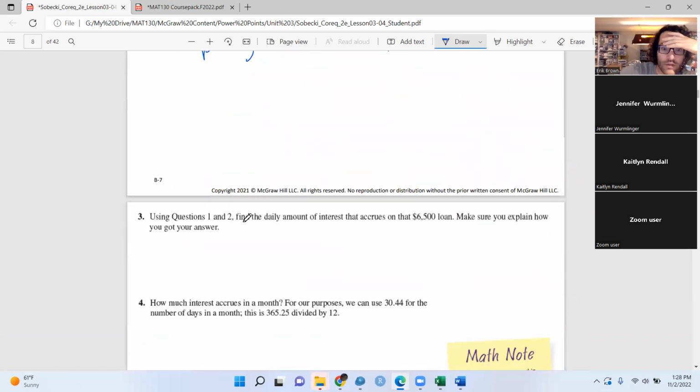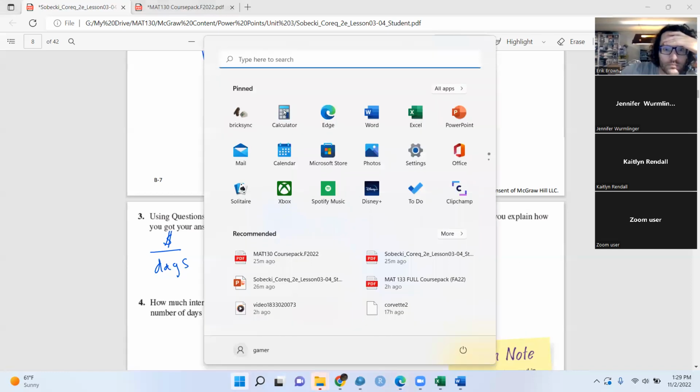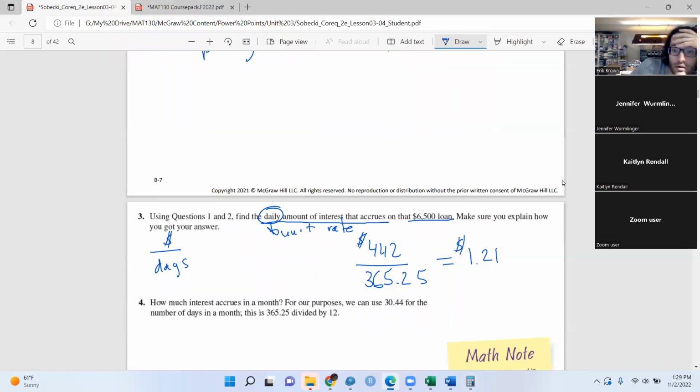We're gonna use that and we're gonna find the daily interest rate that accrues on that $6,500 loan. So what you're being asked to do here is figure out dollars accruing, meaning dollars you're gonna owe the federal government, divided by days. And we want this as the word daily, we want it as a unit rate. Right, so we take that 442, this is to connect back to units one and two, and we're gonna divide it by the number of days in 1 year. So this is per 1 year, we can divide it by 365.25. The calculator does all that for me. So each day you owe another $1.21 to the federal government on top of what you already borrowed.